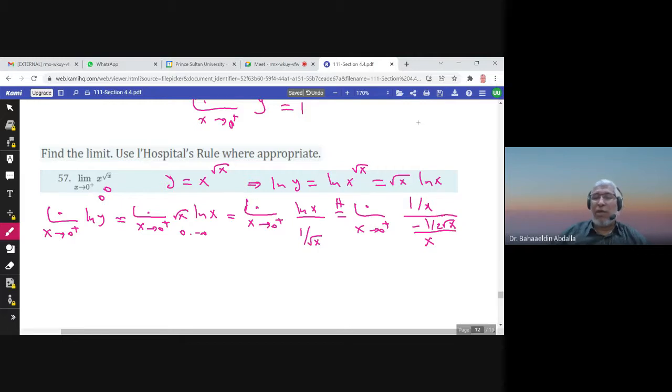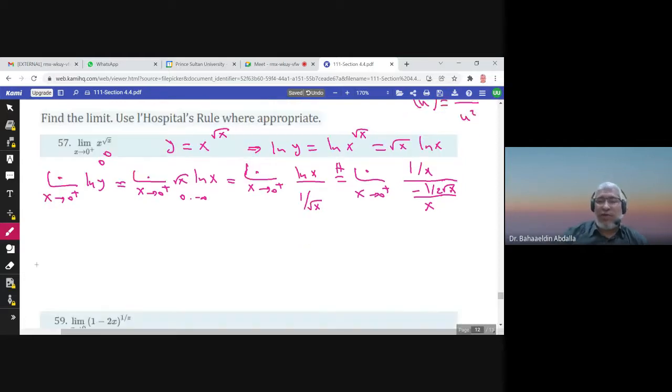Okay, I use the formula. Derivative of 1 over u is negative 1 over u squared times u prime. So this is u squared and this is u prime.